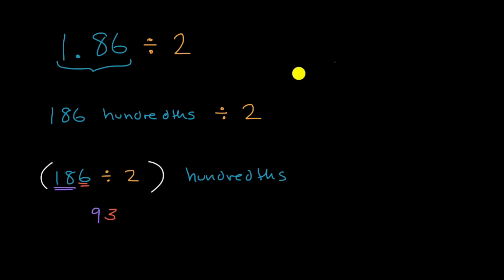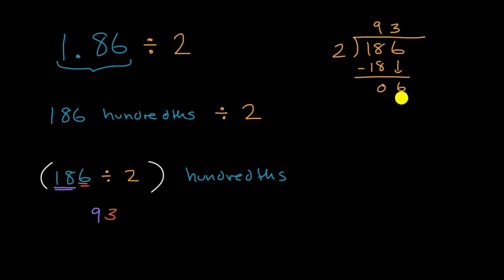Now, you could have also thought about it like this. You could have said, how many times does 2 go into 186? Let's see, it doesn't go into 1. How many times does it go into 18? 9 times. 9 times 2 is 18. We could subtract, and then you have 0. You bring down that 6. 2 goes into 6 3 times. 3 times 2 is 6. You subtract, and you get no remainder. So either way, you're going to get 93.